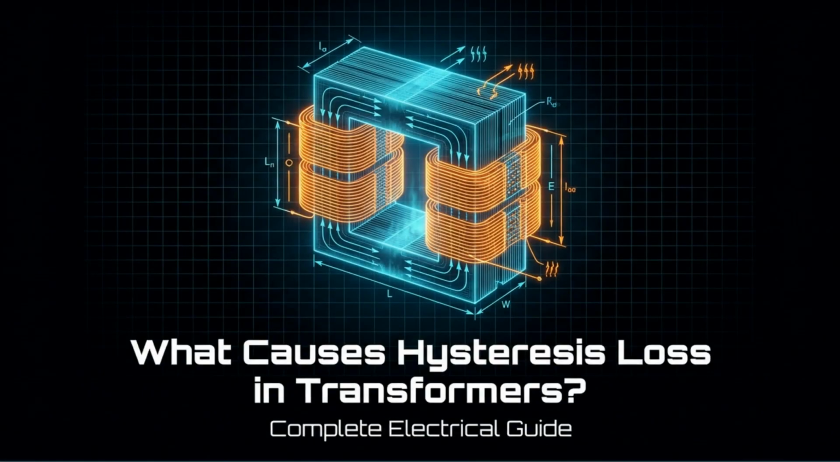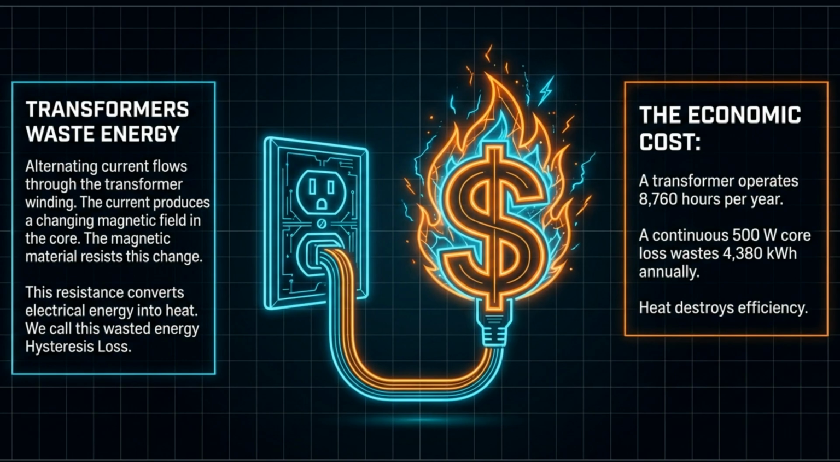In this video, we explore the causes of hysteresis loss in transformers and why it matters for electrical efficiency. Transformers waste energy when alternating current forces a changing magnetic field in the core. The material resists this change, converting electrical energy into heat, known as hysteresis loss. This wasted energy has a real economic cost.